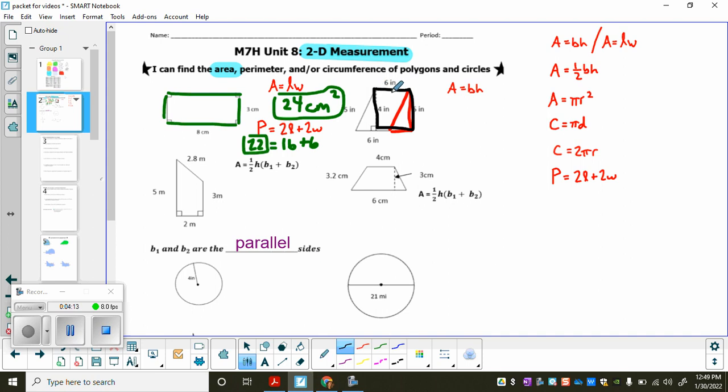And if we look at the base of this thing, it's a 6. And the height is this 4. So we've got a 6 by 4, so 24 square inches.